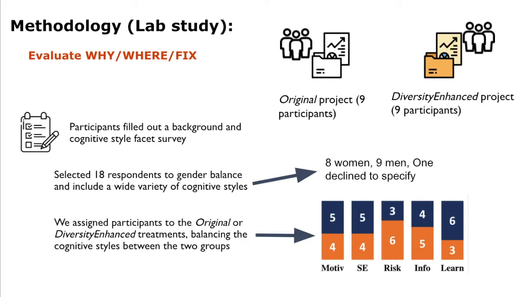This resulted in this graph, which represents the number of participants with Abby versus Tim facets who used the original versus diversity enhanced, and they have the same distribution shown here. So Abby's facets are in orange and Tim's facets are in blue. Let's take an example. For motivation, we had in both the groups 4 participants that had a motivation value that was more like Abby's, and 5 participants that had motivation values that was more like Tim's.